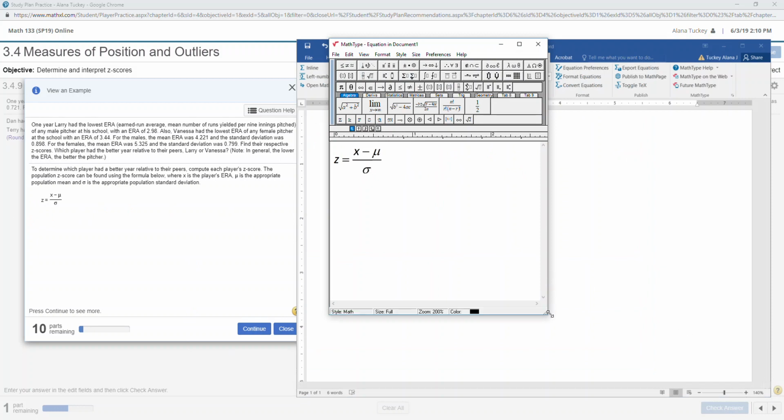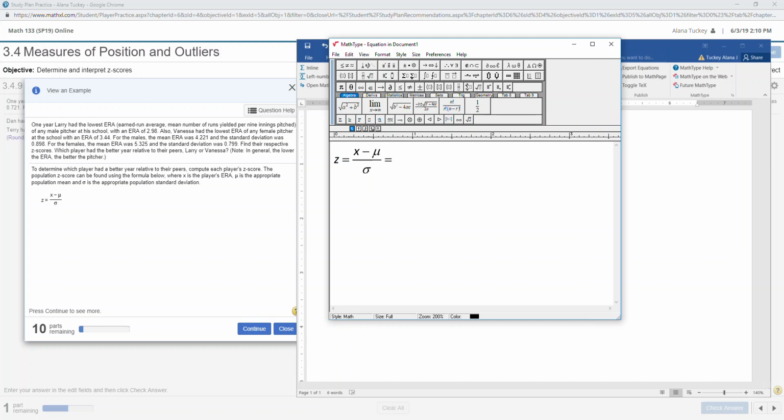Now, Larry's score was, and actually I'm going to give this a little subscript, I'm going to say this is for Larry, so I'm going to give a little L here. So the x for Larry, the mean for all the male players, and then the standard deviation for all the male players. So everything is relating to Larry. That would be Larry's score, which was 2.98 minus the mean, which is 4.221, over the standard deviation, which was 0.898.